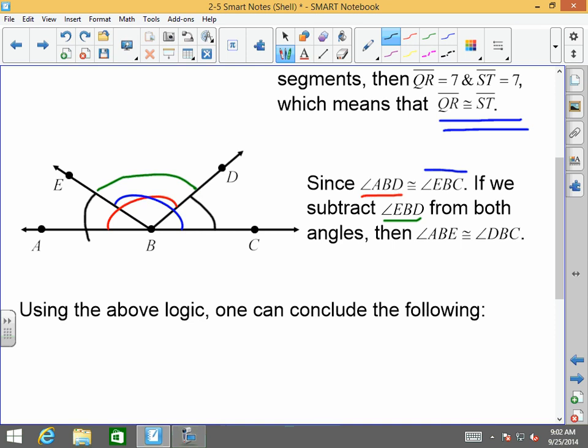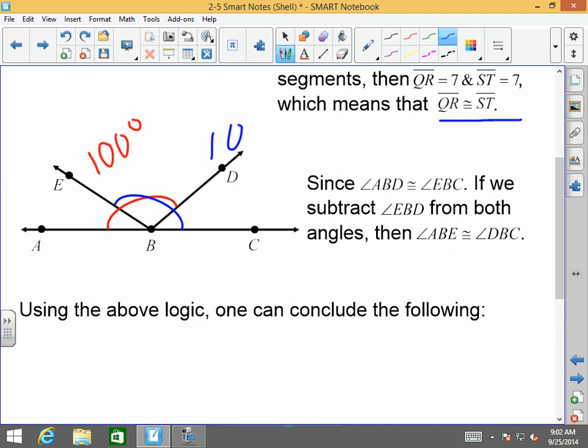Let's put some numbers just in case you don't get it. Let's say, for example, that ABD in red is, let's say, 100 degrees. Then that means that EBC, which is in blue, is also 100 degrees. Let's just say, for argument's sake, that my green EBD here is 40 degrees.